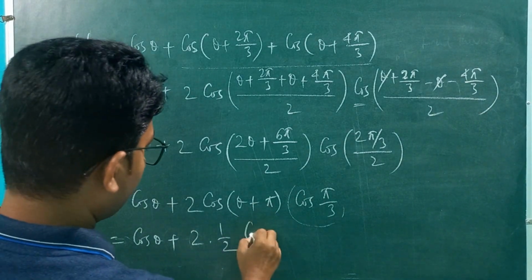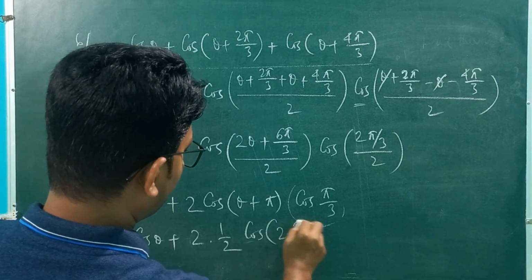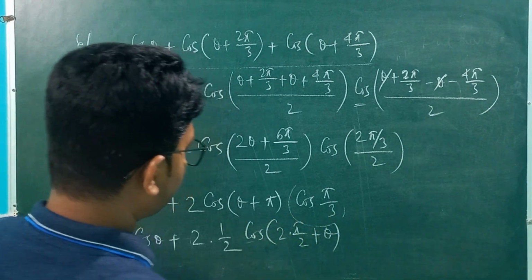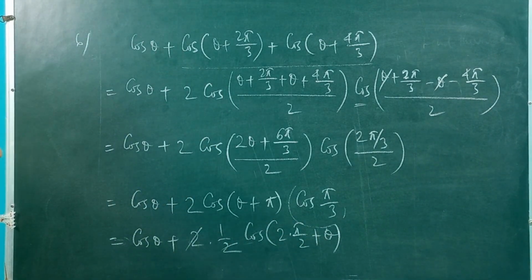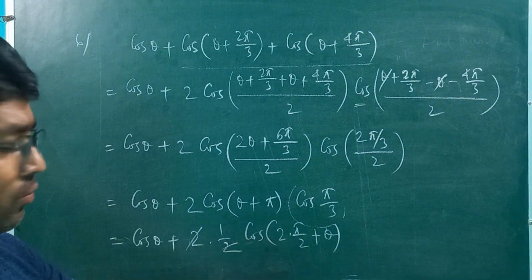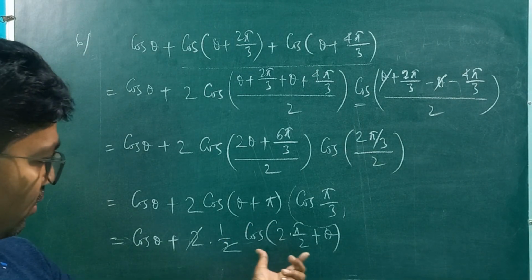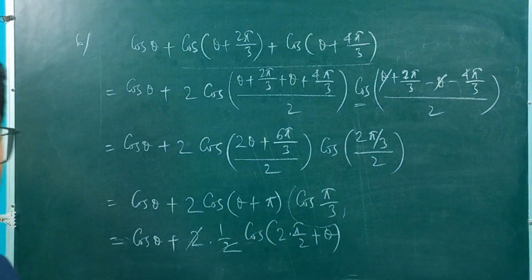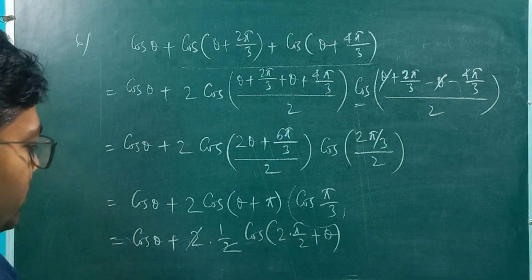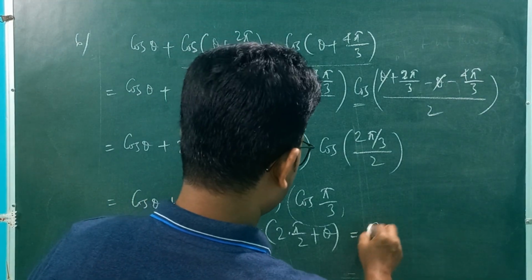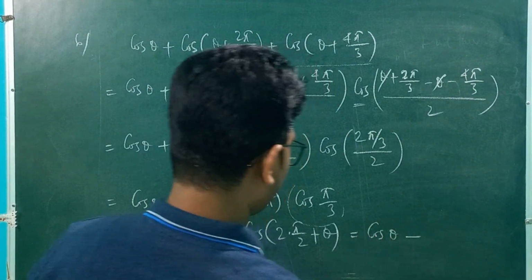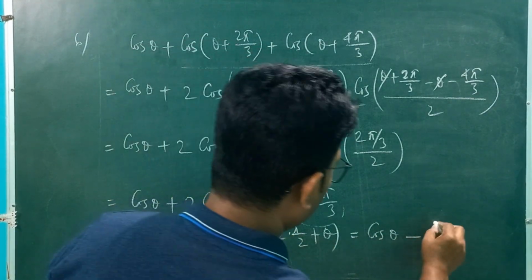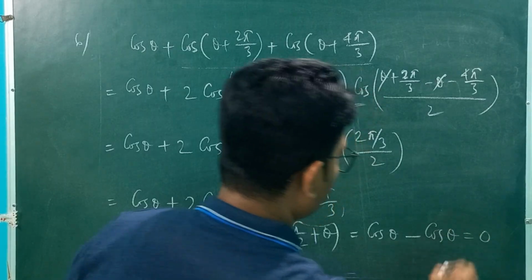Cos pi by 3 means half. And what is this one? I just write in this form, 2 into pi by 2 plus theta. So this is in the third quadrant, 2 into 90 plus theta, and in the third quadrant cos is negative. So cos theta, this one is minus, and here is 2, so this cos theta. The result is 0.